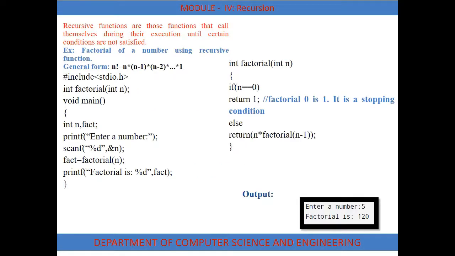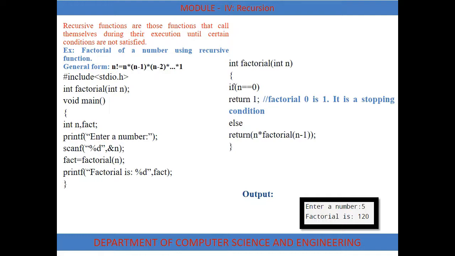Module 4: Recursive Functions. Recursion is the process which comes into existence when a function calls a copy of itself to work on a smaller problem. Any function which calls itself is called a recursive function. That is, the function calls itself until a certain condition is satisfied.